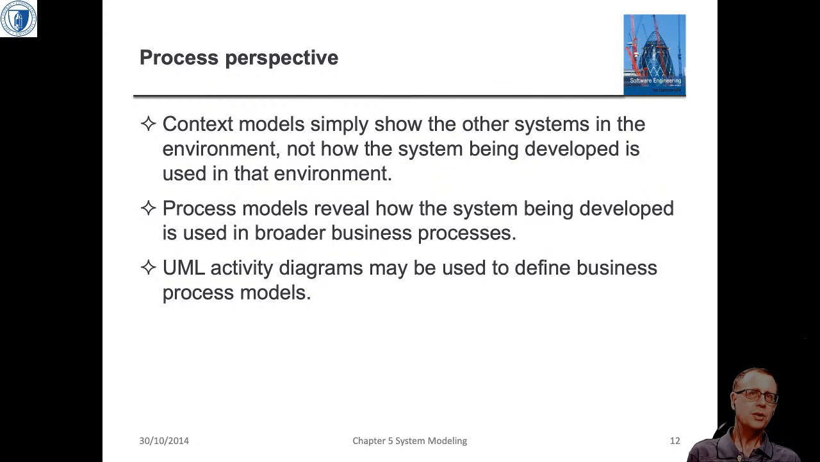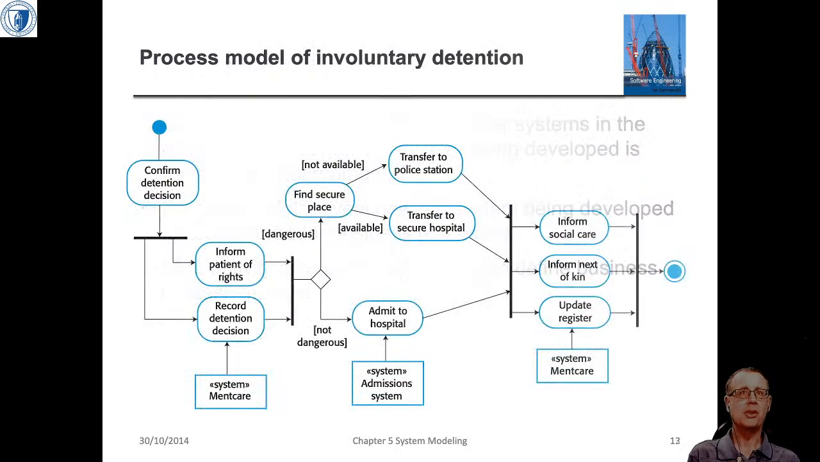So context models only show the environment. They don't show how it's used. So you need process models, and in particular UML activity diagrams, in order to show that. And here's another example. An activity diagram is another name for a flowchart.